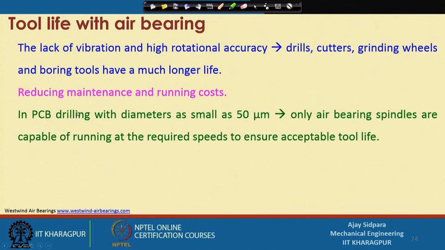Right. So, if you consider PCB drilling, whatever we are doing in the drilling in PCB, because we want to create some type of circuits on the board, at that time we start with 100 microns of diameter of hole also. So, sometimes it is as small as 50 micron. If you are looking at this 50 micron diameter, only air bearing spindles are capable to run at the required speed, because when you are rotating, what is important is the surface speed or cutting speed.